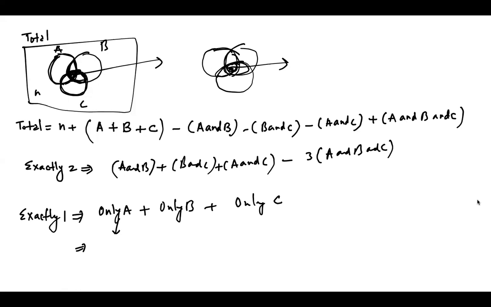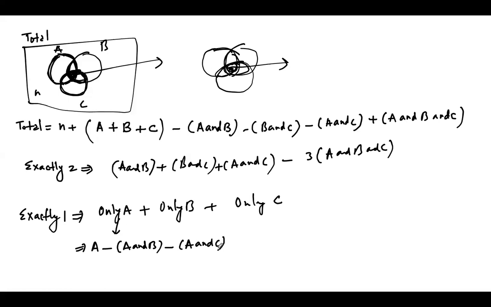To write only A, you need to write the full A, then subtract. Full A includes this region and this region, so I need to subtract B and C. Sorry, A and B. I have to subtract A and B, and I have to subtract A and C.